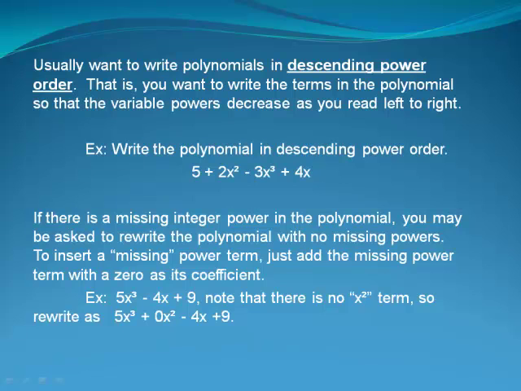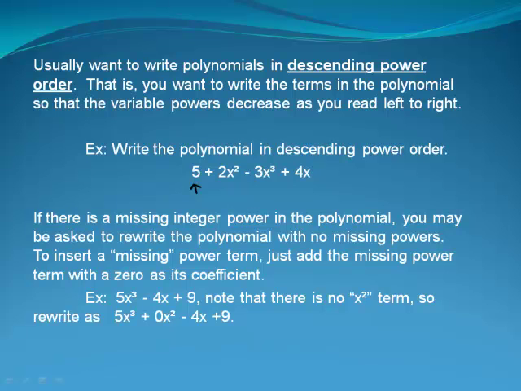All right, usually you want to write polynomials in what's called descending power order. That is, you want to write the terms in the polynomial so that the variable powers decrease as you read left to right. So for example, let's say I asked you to write the polynomial in descending power order, and the polynomial given was 5 plus 2x squared minus 3x cubed plus 4x. All right, descending power order.